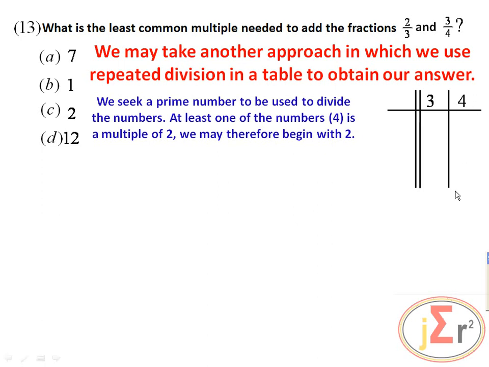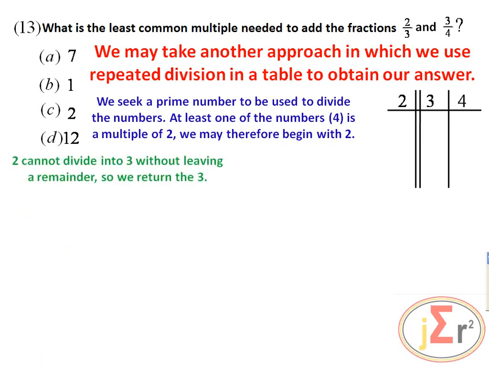Yes, it can work for the 4. It cannot work for the 3, but it can work for the 4. Because it can work for the 4, we can use it even though it cannot work for the 3. So we seek the prime number to be used to divide the numbers. At least one of the numbers, which is 4, is a multiple of 2. We may therefore begin with 2, because 2 can divide into 4 without leaving a remainder.